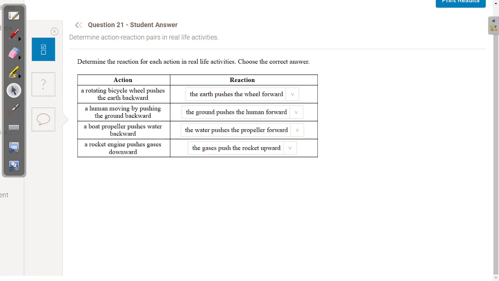A rotating bicycle wheel pushes the earth backward. So it's opposite: the earth pushes the bicycle wheel forward, and then the human pushes the ground, so the ground pushes the human upward, not backward. Boat pushes water down, so the water pushes the boat up, and then the rocket pushes the gas down, and the gas pushes the rocket up.